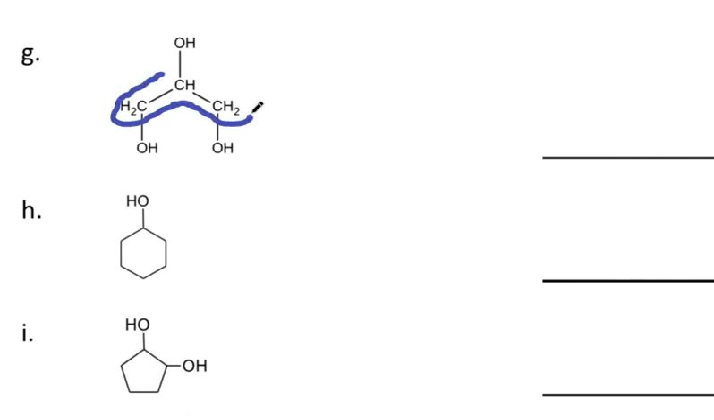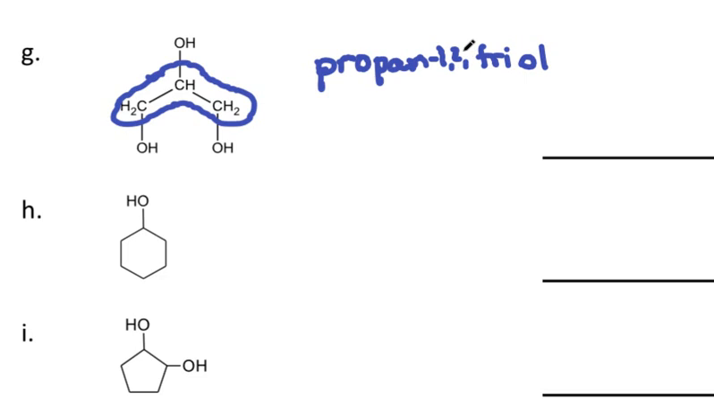Here I see 3 carbons in a chain, which would normally be propane. But because of the hydroxyl groups, this is going to be a propanol. There are 3 hydroxyl groups, so it's not just propanol, it's propantriol. And where are they? There's one on carbon number 1, one on number 2, and one on number 3. So propan 1, 2, 3. Sorry, a bit crowded. Propan 1, 2, 3 triol. Take care of that one.